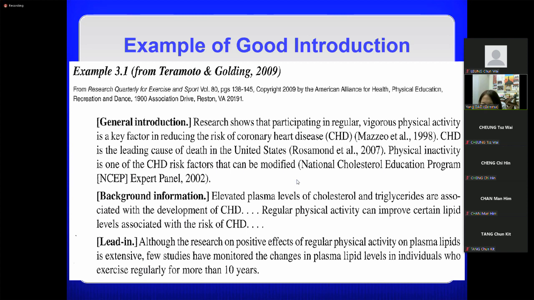So the research on positive effects of regular physical activity on the plasma lipids is extensive. Few studies have mentioned the changes in plasma lipid levels in individuals who exercise regularly for more than 10 years.